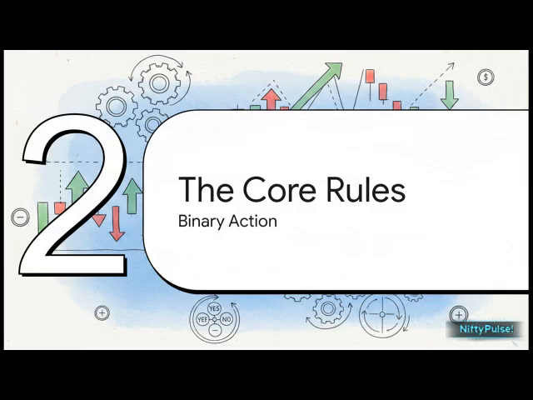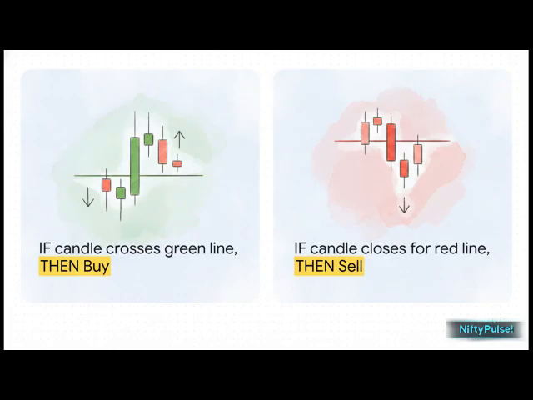Moving on to section 2, the core rules, binary action. So we've seen the board, but now we need to know exactly how to play the game. In trading, hesitation is exactly what costs you capital. Well, this method brilliantly eliminates that hesitation through pure if-then logic. The rules are definitively split.